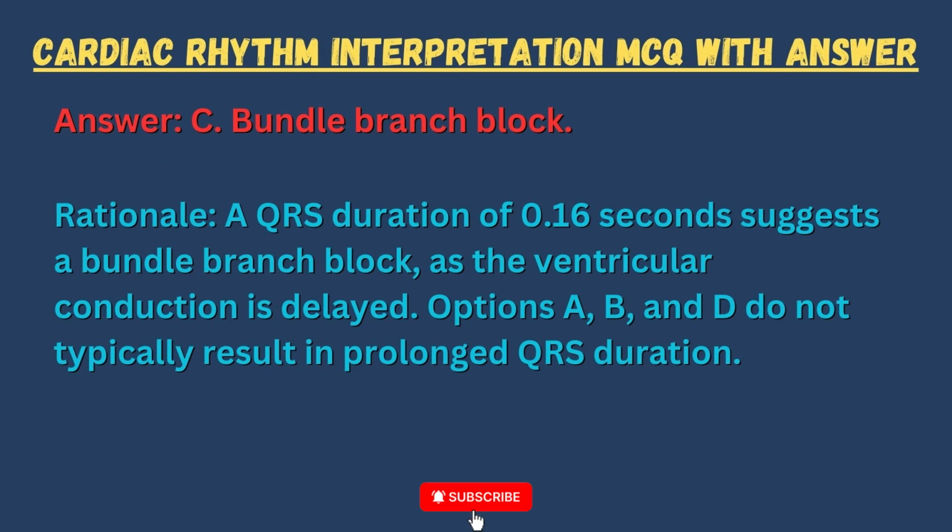Answer: C. Bundle branch block. Rationale: a QRS duration of 0.16 seconds suggests a bundle branch block, as the ventricular conduction is delayed. Options A, B, and D do not typically result in prolonged QRS duration.